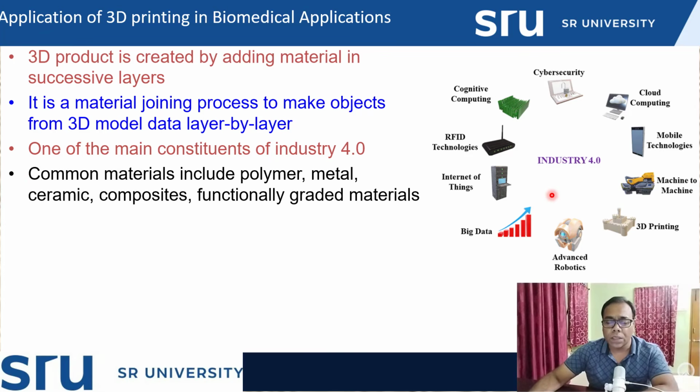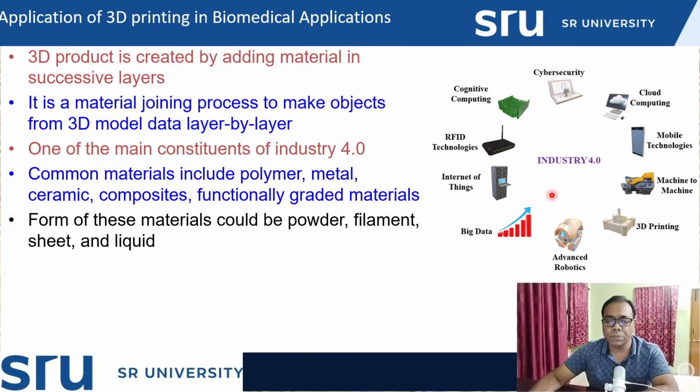The common materials in additive manufacturing are polymer materials, metals, ceramic materials, composite materials and functionally graded materials, which can be made using different 3D printing techniques. The material can be in powder form, filament, liquid, or sheet material. It depends on which kind of technology is used.